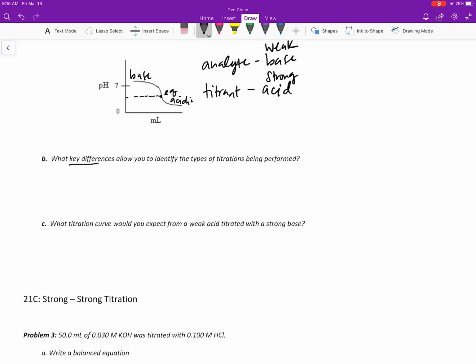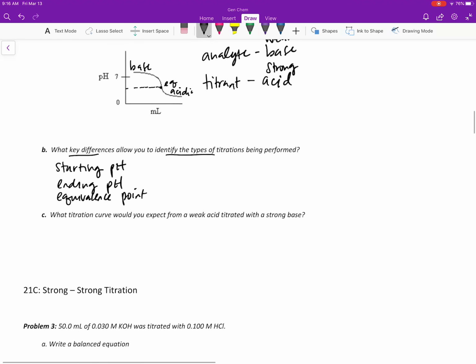So what are the key differences that I'm using to identify the types of titrations being performed? One, I'm comparing the starting pH and the ending pH. That helps me to determine what I'm starting with and what I'm adding. Two, I'm looking at the equivalence point to determine: is the equivalence point located neutral, acidic, or basic? And those are my 3 features.